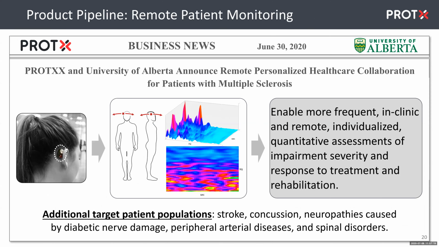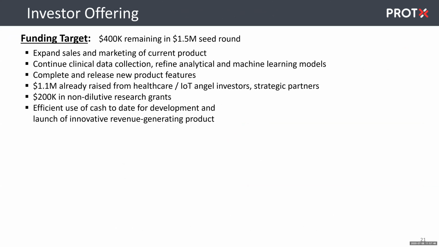And finally, as I mentioned at the beginning of the talk today, we're collaborating with the Neuromuscular Control and Biomechanics Lab at the University of Alberta in Edmonton to expand virtual healthcare and remote patient monitoring with the Protxx Fibrata sensor. Initially targeting multiple sclerosis, but with additional targets that include stroke and concussion, and patients with neuropathies caused by diabetic nerve damage, peripheral arterial disease, and spinal disorders.